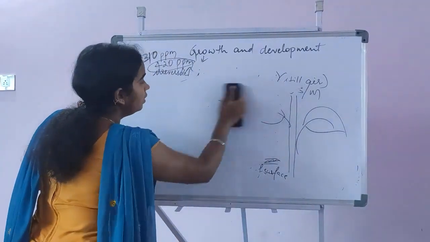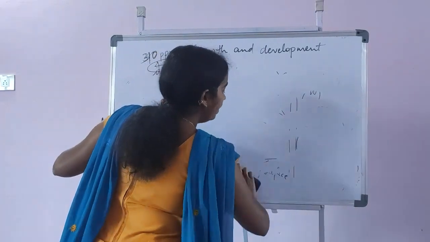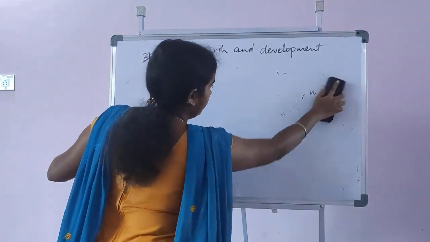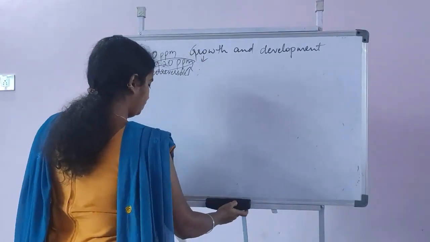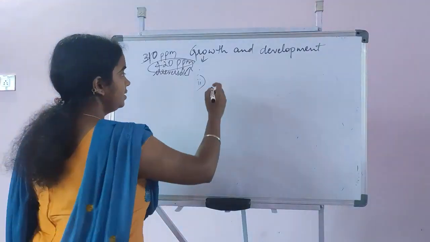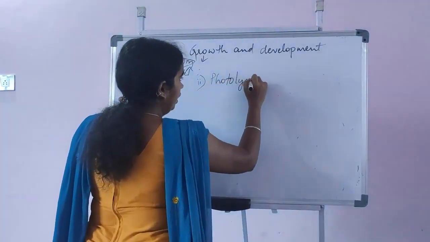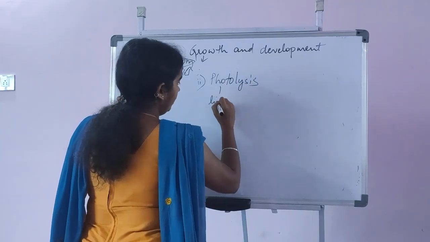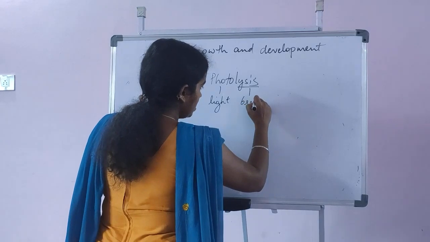Photolysis is the breaking of water in the presence of light. So the second step for photosynthesis is photolysis. Photo means light, lysis means breaking.